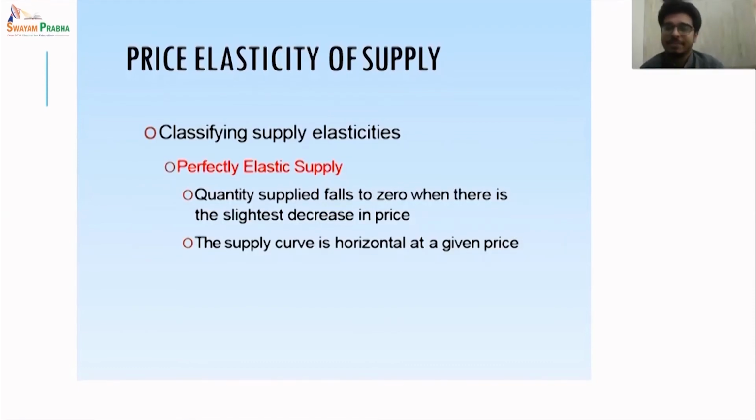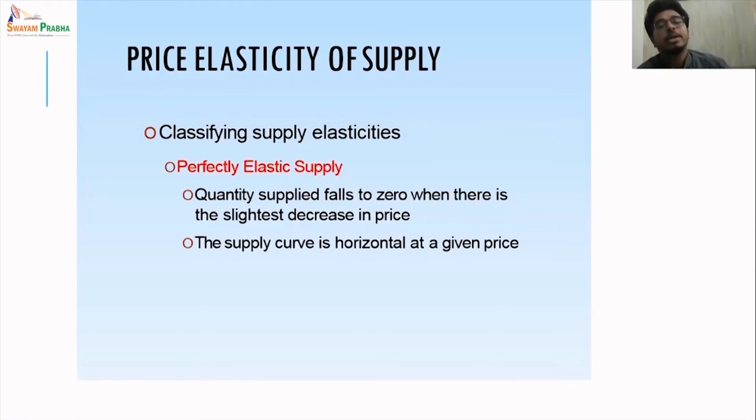So there are several types of price elasticity of supply. One is perfectly elastic supply, which is when the quantity supplied falls to zero even with the slightest change in price. Like we have observed perfectly elastic demand, when there is the slightest rise in price, the demand immediately drops to zero.